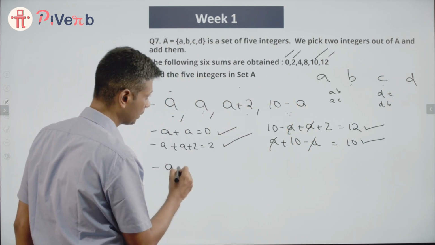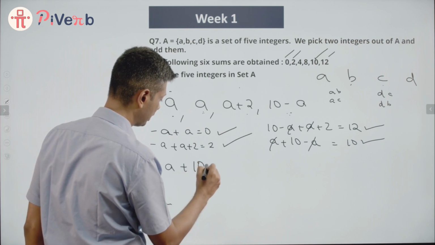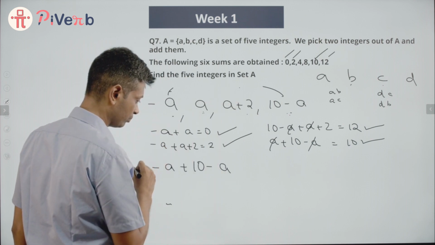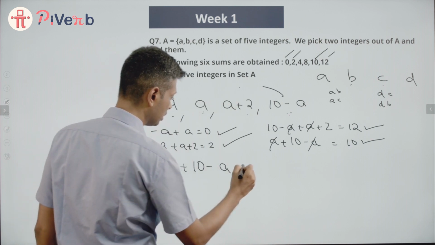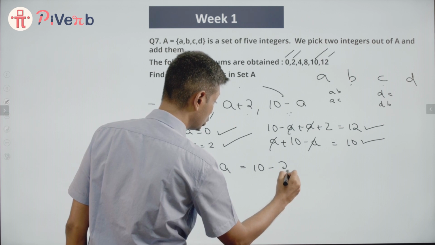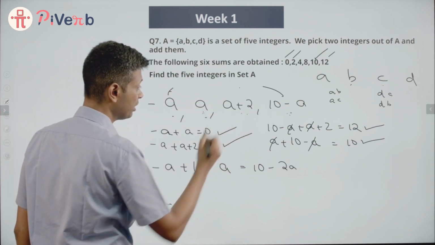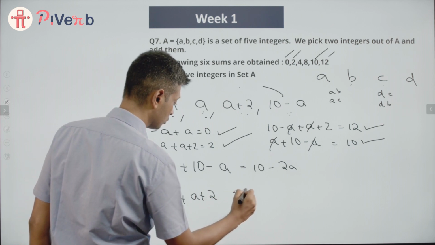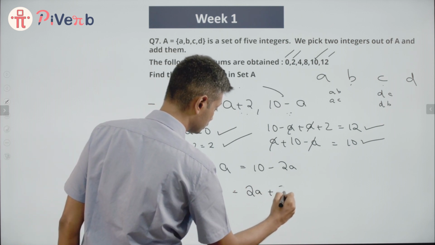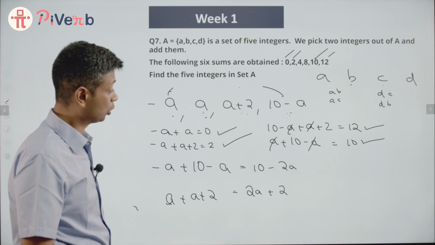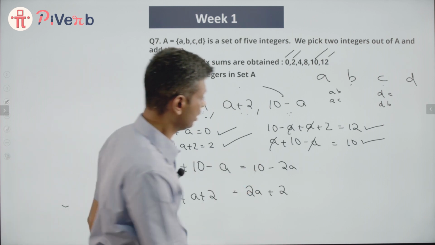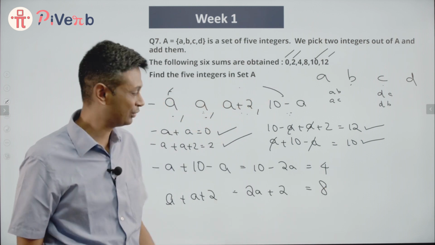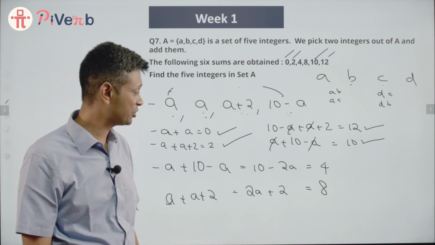So minus A plus 10 minus A. This combined with this, that is remaining. That will be 10 minus 2A. These two being added remaining, A plus 2, which is 2A plus 2. This is also remaining. Now these two should be equal to 4 and 8. If this works, we are through. How do we check whether it works?